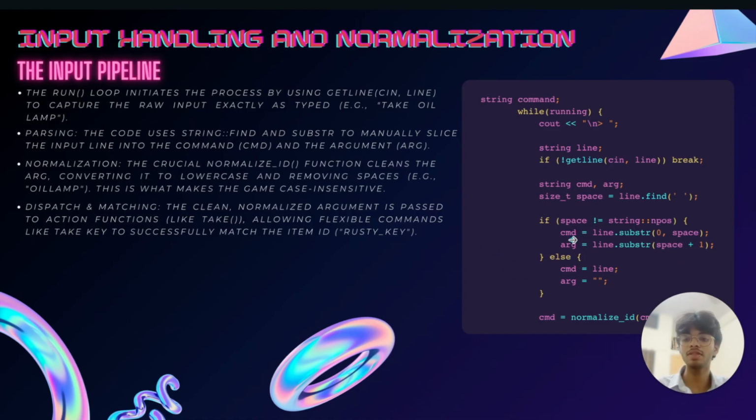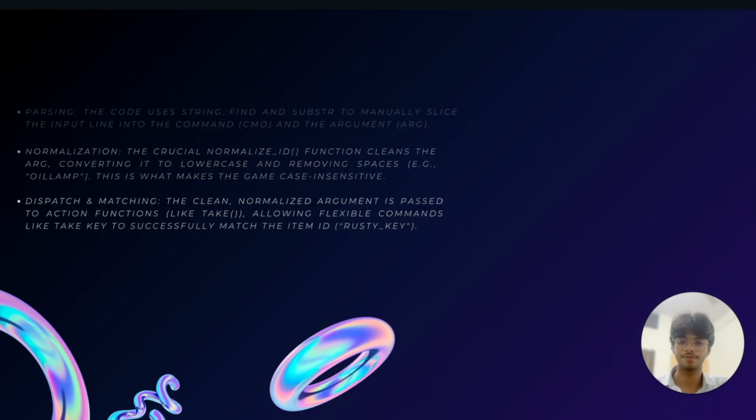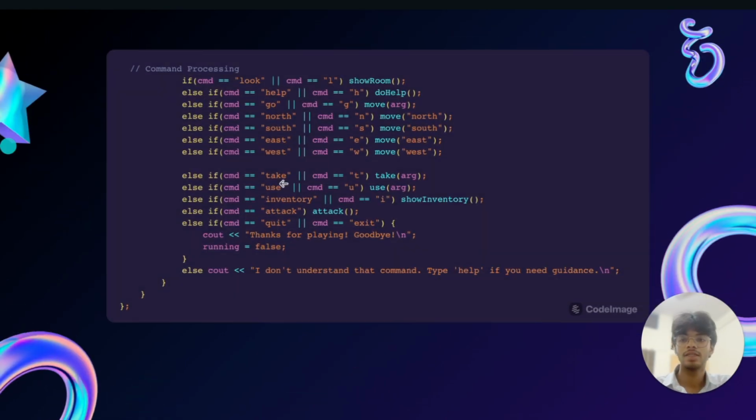After that, the next step is normalization. The normalize ID function cleans the argument by converting it into lower case and removing the spaces. This process makes the entire game case insensitive and robust against typos. The clean command is then routed through the if-else-if chain, and the clean argument is passed to the action functions. This pipeline allows a flexible command like take key to successfully translate and find the internal item ID like rust underscore key.